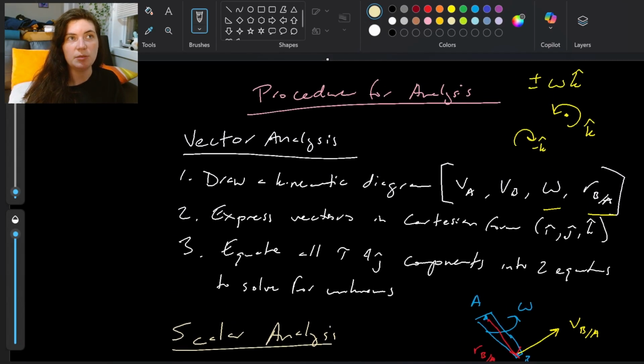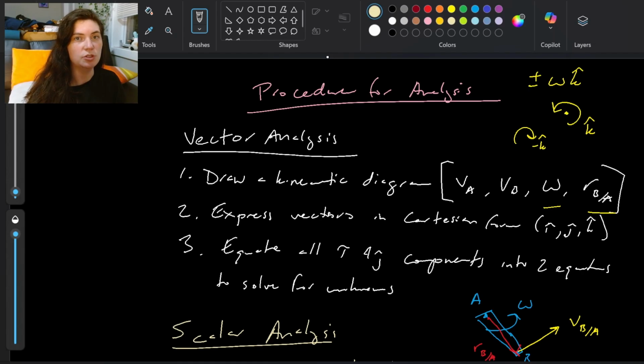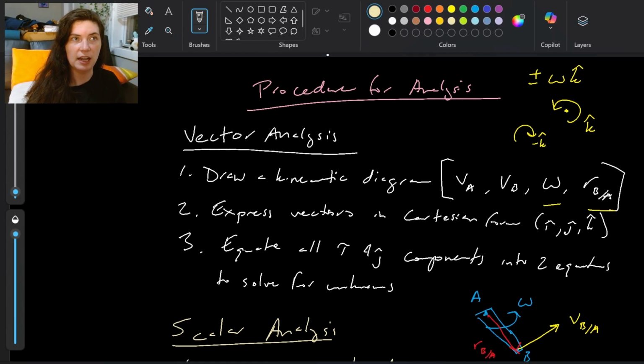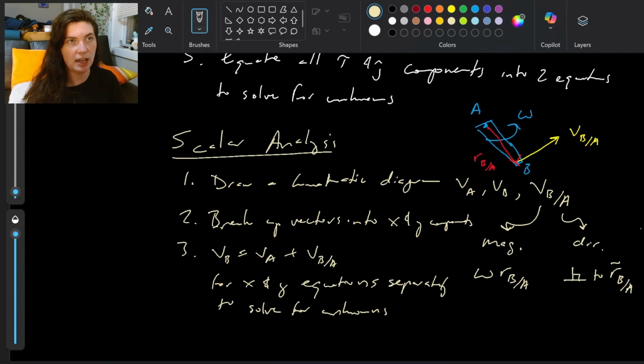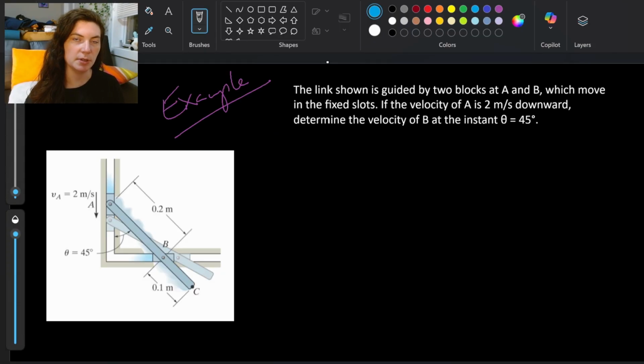So in our first example, I'll walk through it both ways. We'll do our first example in both a vector analysis and this scalar analysis, so you can kind of see how each of them work. And then we'll do a few more examples after that, so you can kind of get a feeling of these general plane motion problems. Let's take a look at this first example together.